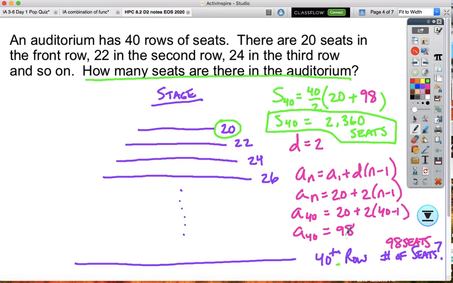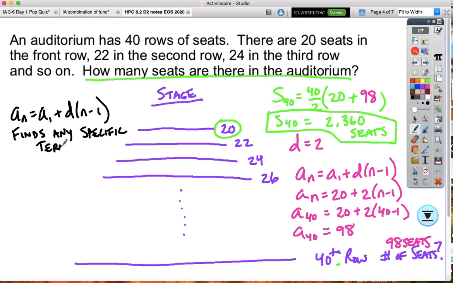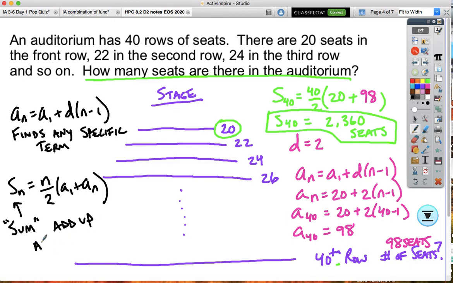So sometimes you have to use both formulas. Just remember that, we'll just do like a little summary here. The formula from yesterday lets you find any specific term. But the formula from today, the formula with the S, that helps you figure out the sum. So S for sum. So it lets you add up all of the terms.